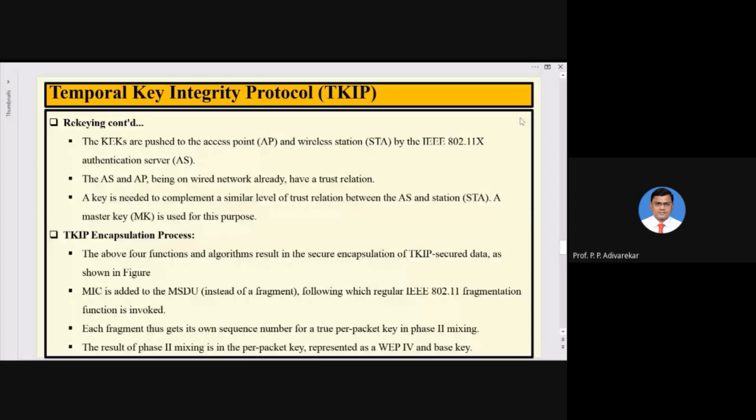The key exchanged between the authentication server and the AP is called the master key. The master key has to be shared between the authentication server and the access point. Also, this master key is shared with the station to maintain the trust with the authentication server.